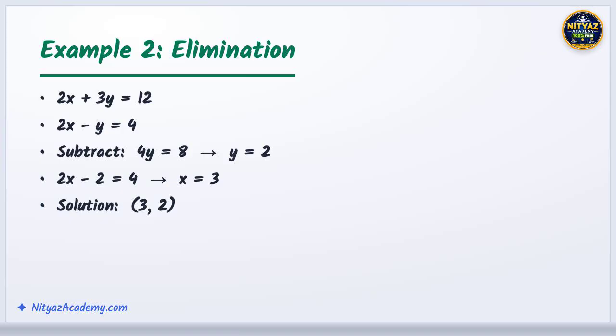Now substitute into 2x minus y equals 4. 2x minus 2 equals 4, so 2x is 6 and x is 3. The lines meet at 3, 2. Always pick the variable that's easiest to cancel.